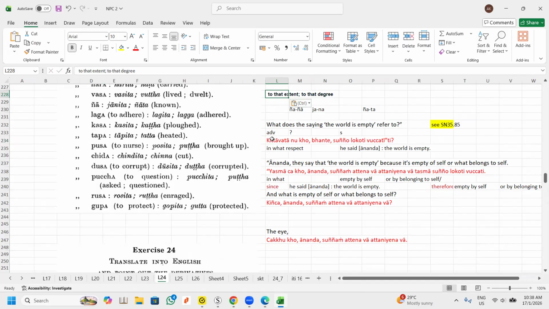Just now I said the first one, kit, is karma. That means here he says, to what extent? So kitavata means to what extent. So to what extent? That means here we will translate that as what?